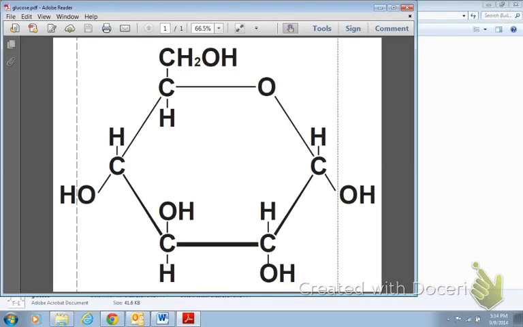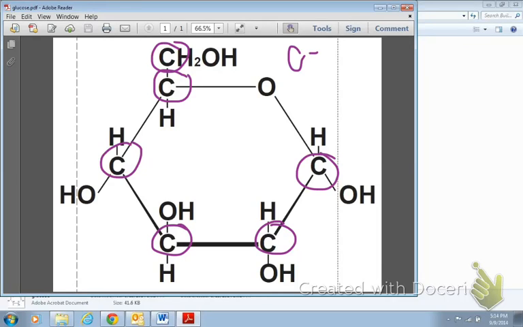Okay, so look at it, and go ahead and count the carbon. So count the C's, and go ahead and write on yours. That's okay. So you should see that there's 1, 2, 3, 4, 5, if I can count right, yes, I can. There's 6 carbons. Now go ahead and count the hydrogens.